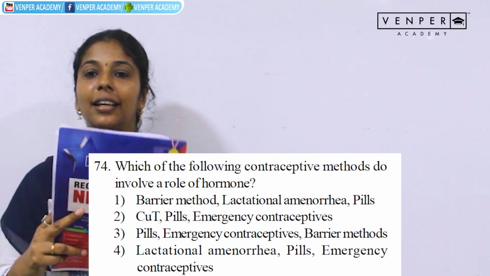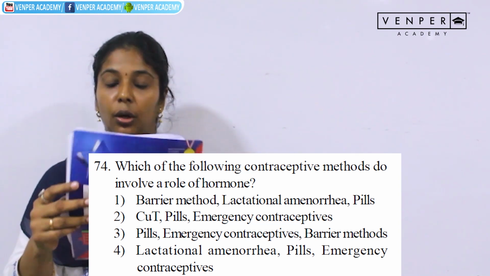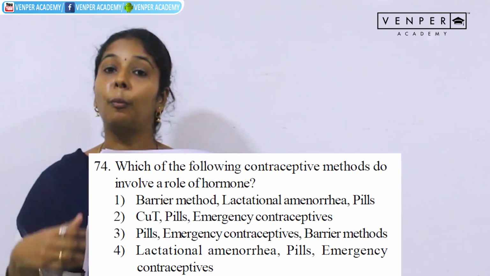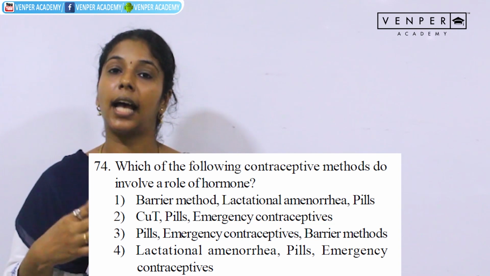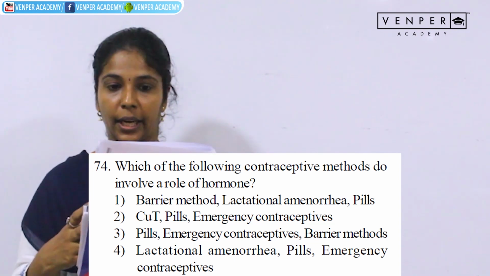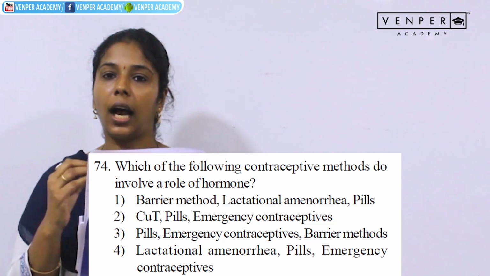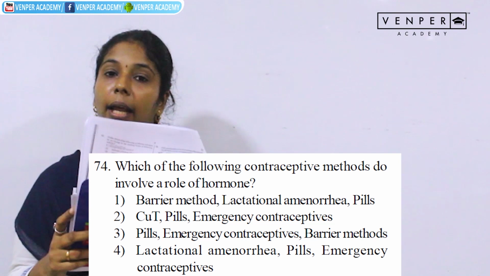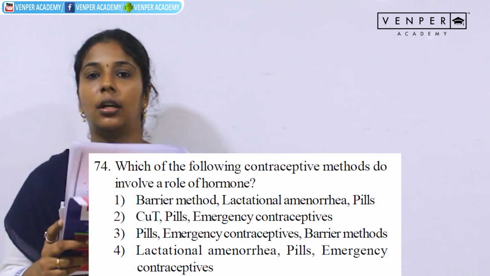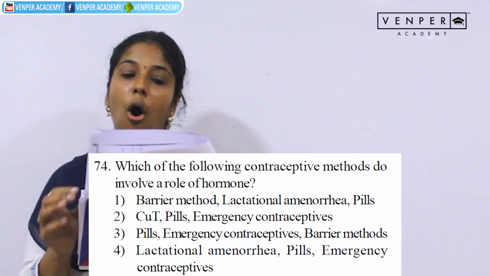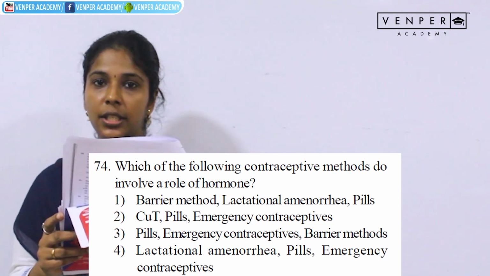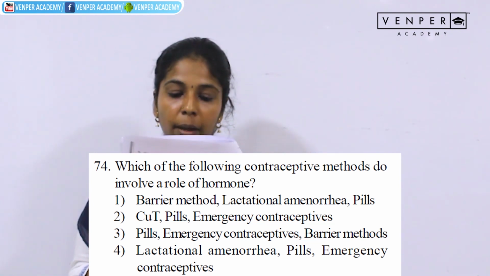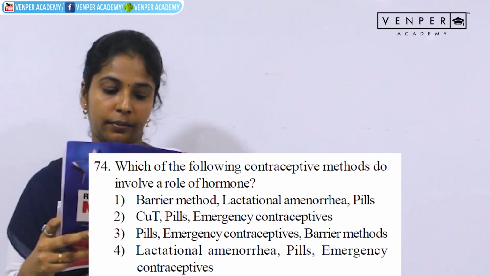In lactational amenorrhea, there is a hormonal role in which gonadotropin releasing hormone levels are reduced so that the estrogen level is also reduced. When there is low estrogen, there is the absence of ovulation, which prevents pregnancy. Pills are rich in estrogen and progesterone, which again inhibits ovulation. And emergency contraceptive tablets are also rich in estrogen and progesterone. So in all these three conditions there is a hormonal role. So the answer is option 4, lactational amenorrhea, pills and emergency contraceptives.